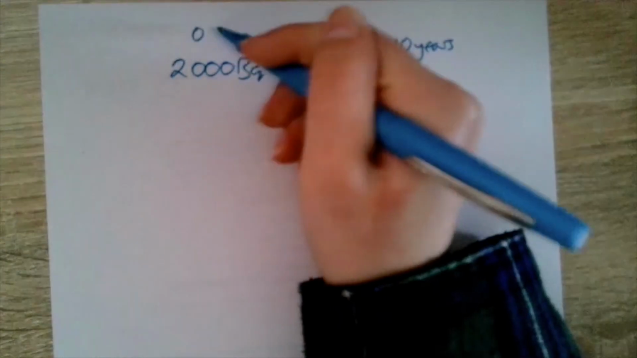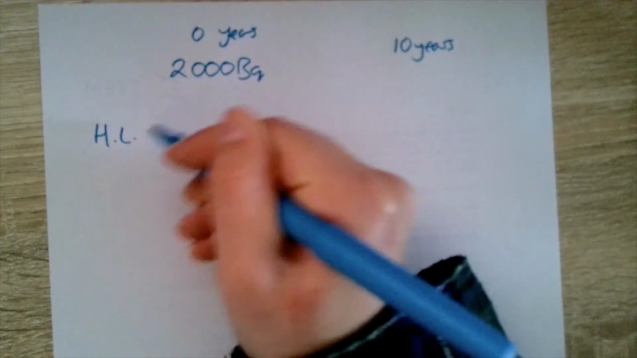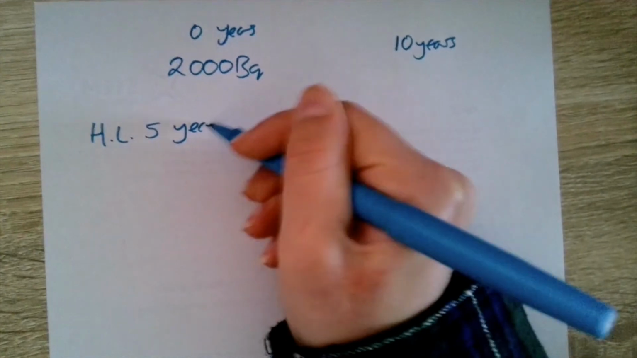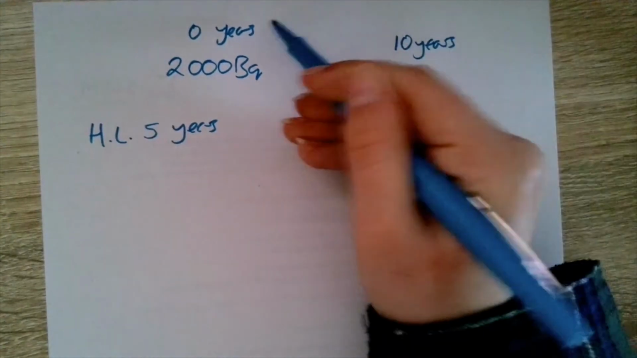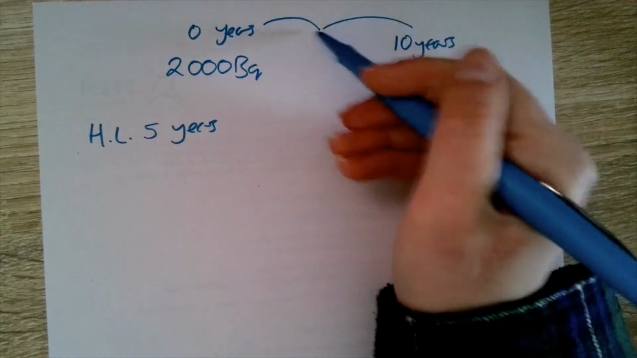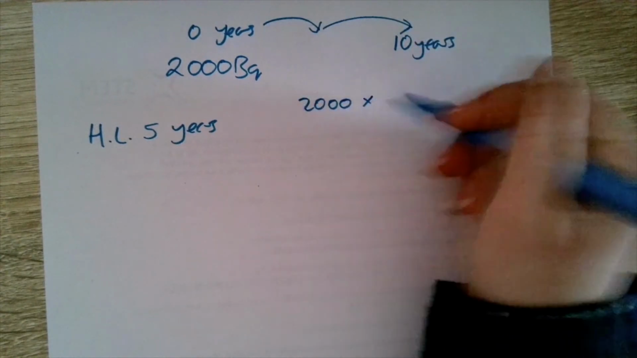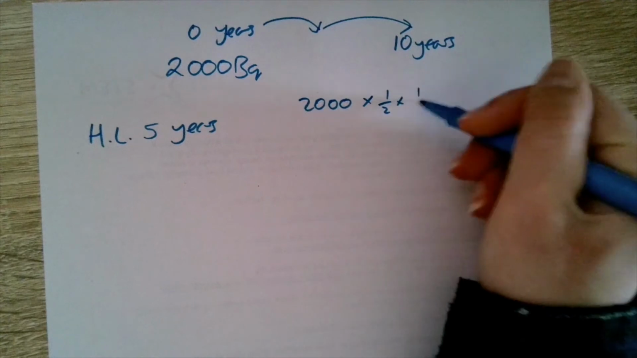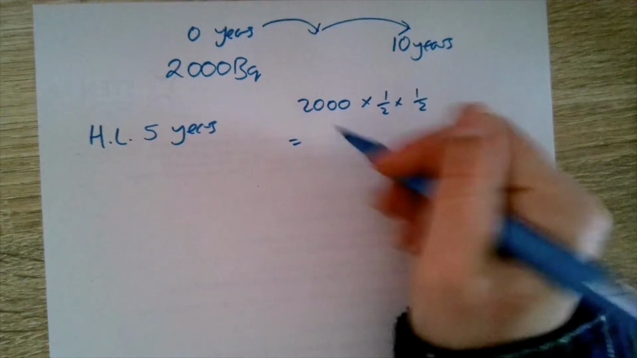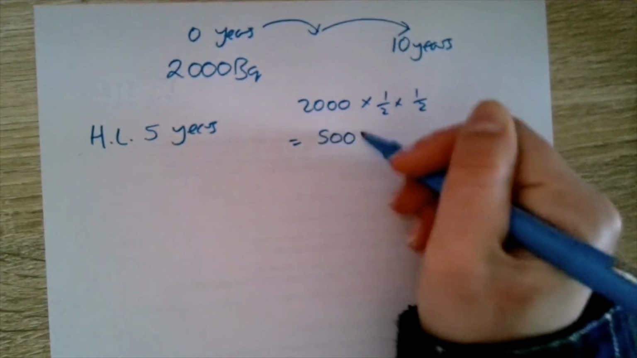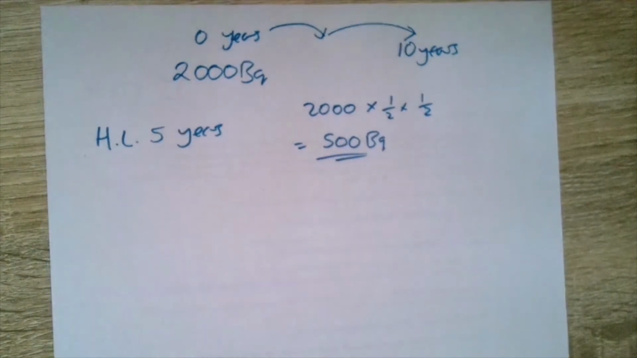So this is at 0 years, and it has a half-life of 5 years. So we're talking about going 2 half-lives. So 2000 times a half and half again, which is 500 becquerels.